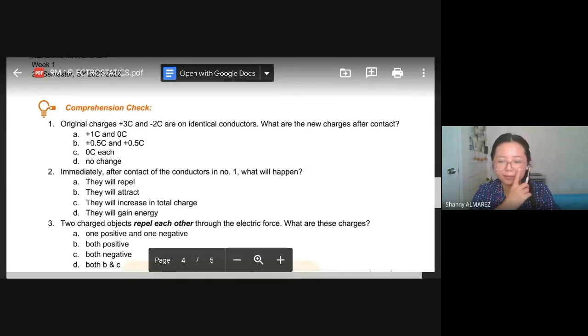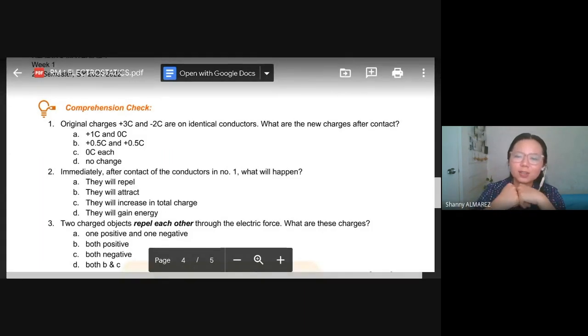Anong mangyayari? So based on the law of charges, of course, they will repel each other. Okay, so the correct answer here is they will repel each other. So since parehas na silang positive after the contact, magre-repel na sila. Now that yun na yung nagiging situation.